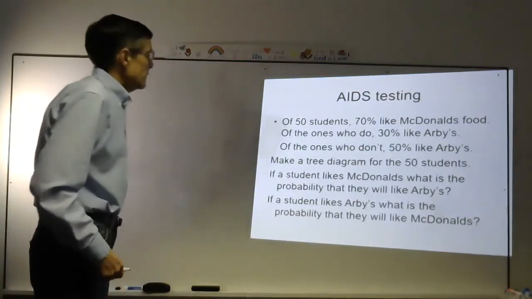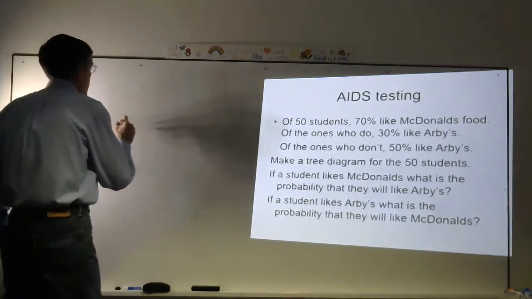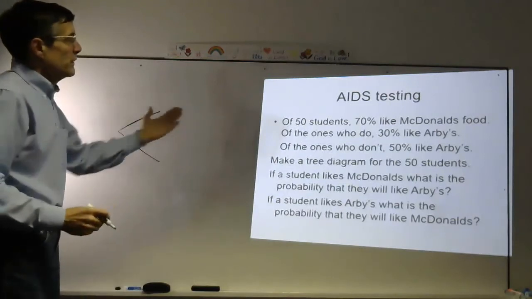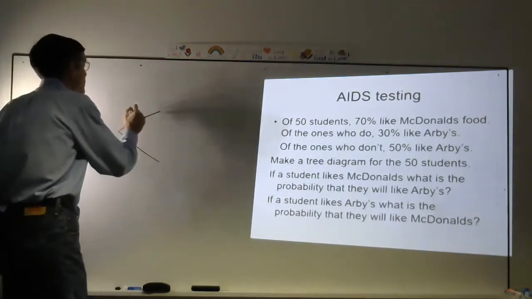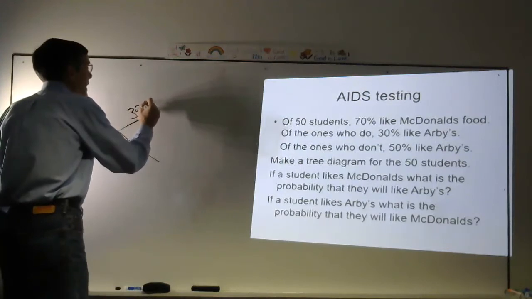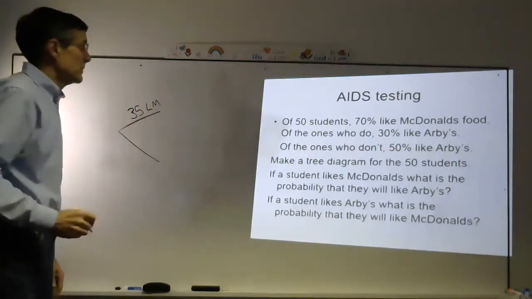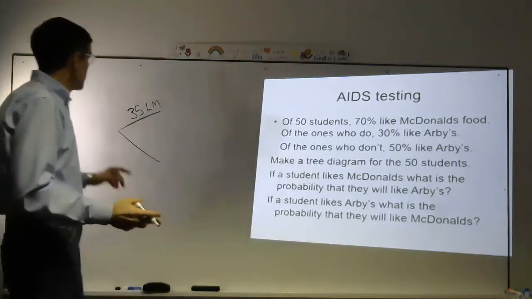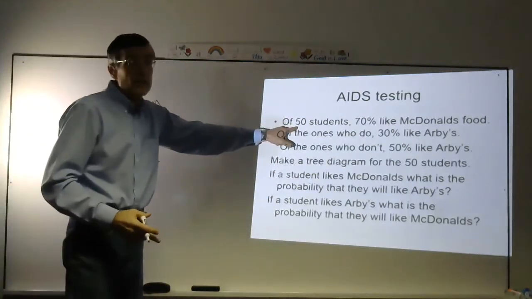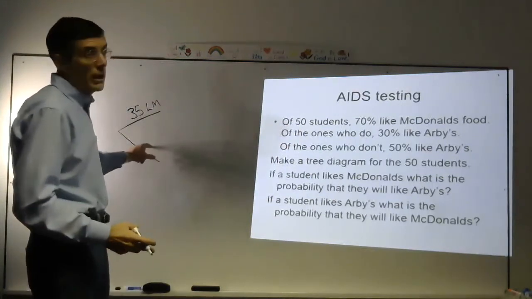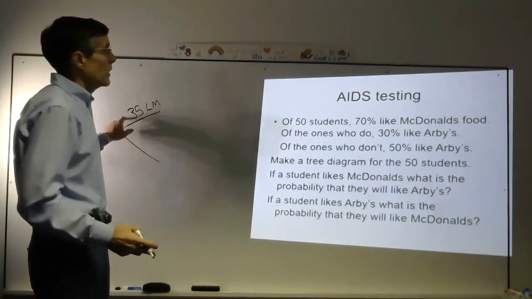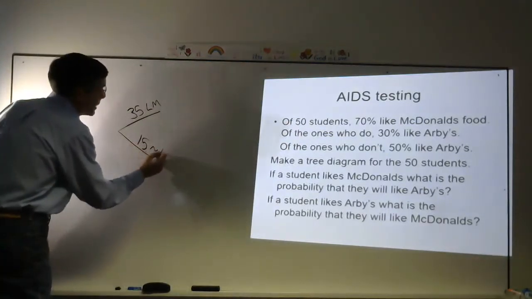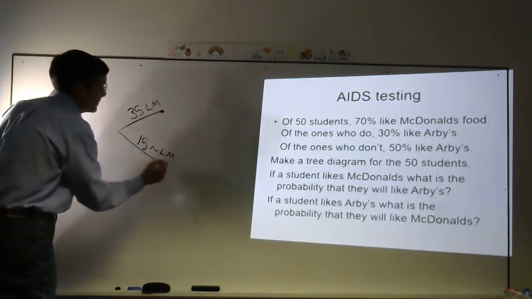Okay, of 50 students, 70% like McDonald's food. So here we are, 70% of 50, you can almost do that in your head, that's 35 like McDonald's. We know then that 30% don't like McDonald's. So you could take 30% of the 50 and get 15 for this branch that don't like McDonald's, or you can simply subtract 35 off the 50. So I have 15 do not like McDonald's food.